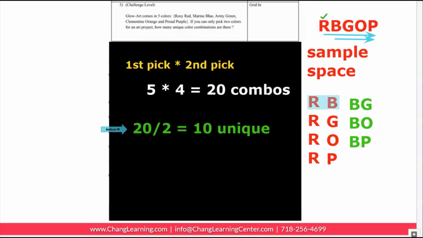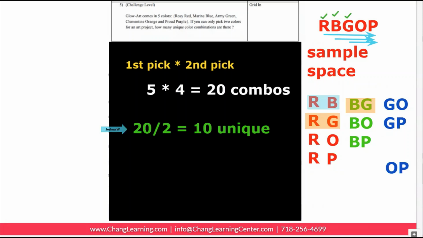Similarly, now that we've taken care of blue, we can go to green. What colors can we combine with green? We can do green orange or green purple, right? Because we've already done green red and green blue here and here. So we don't want to write those other colors on the list. And lastly, since we've now taken care of green, we just have orange, but orange has already been combined with red, blue, and green. So the last combination is orange purple. And those are the 10 unique combinations.